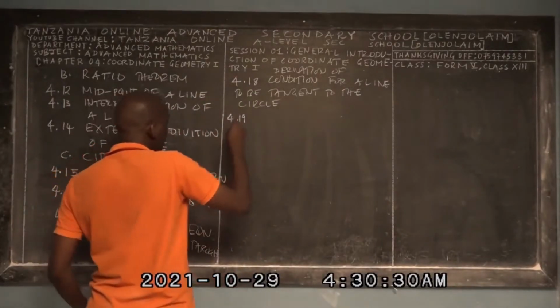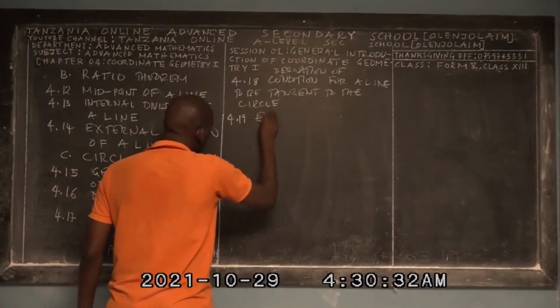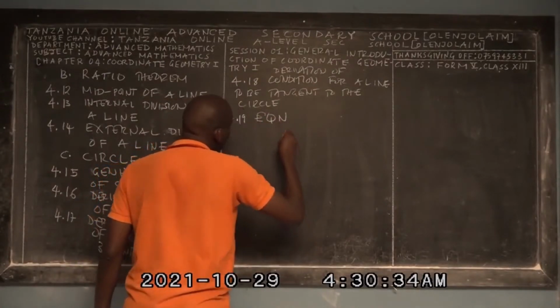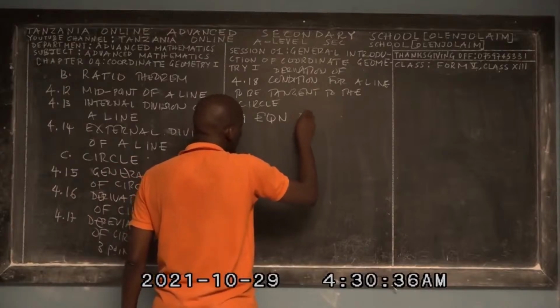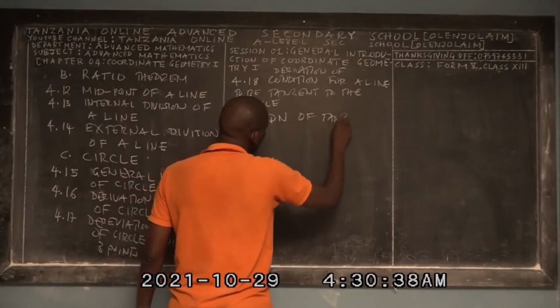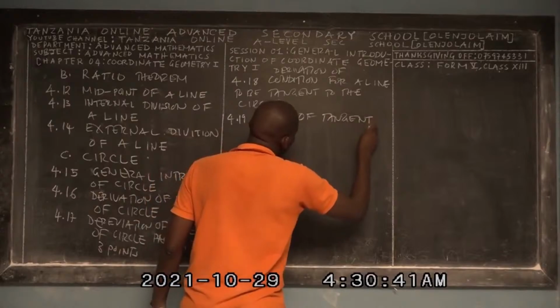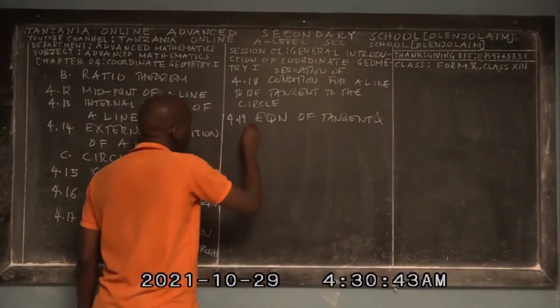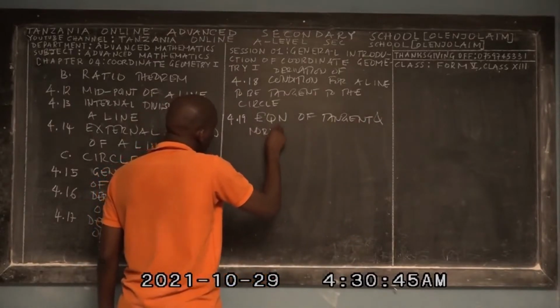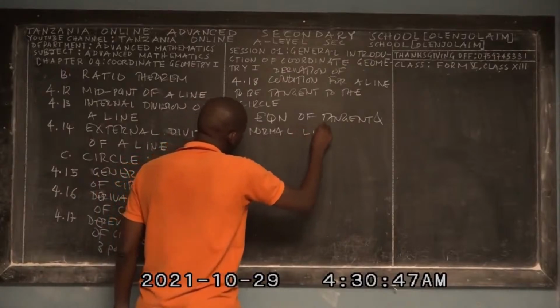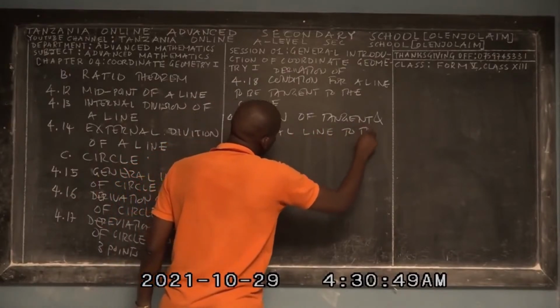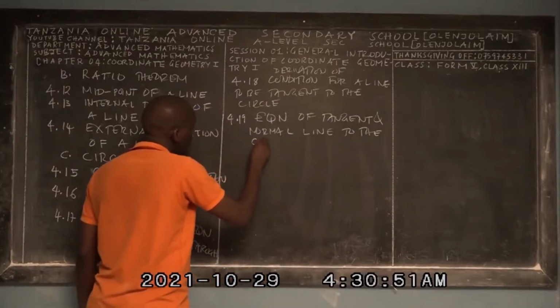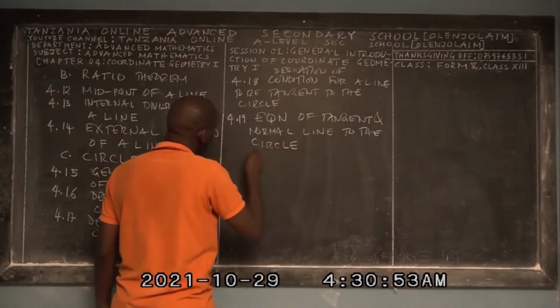And then 4.19. We are going to teach you also about the equations of the tangent. How can you find the equation of the tangent and the normal line, because they relate the normal line to the circle? So we have to teach about this concept.